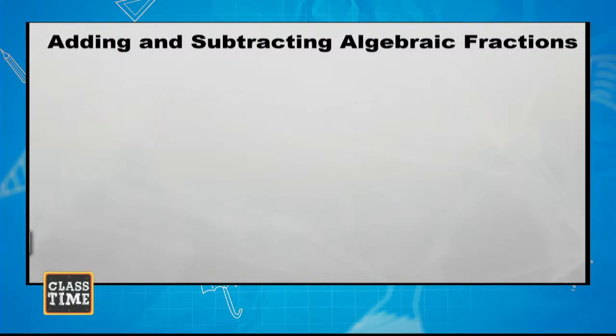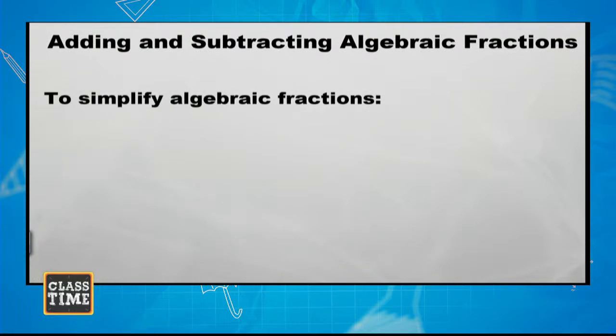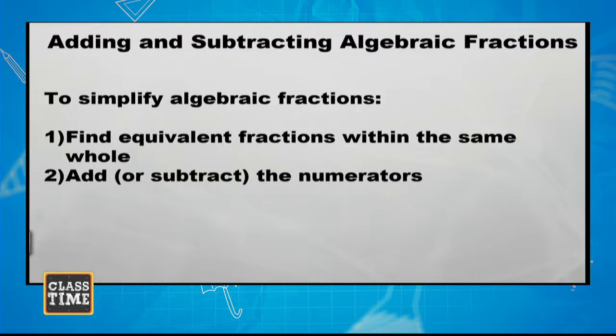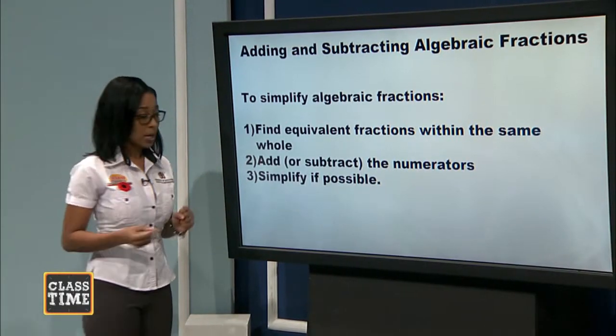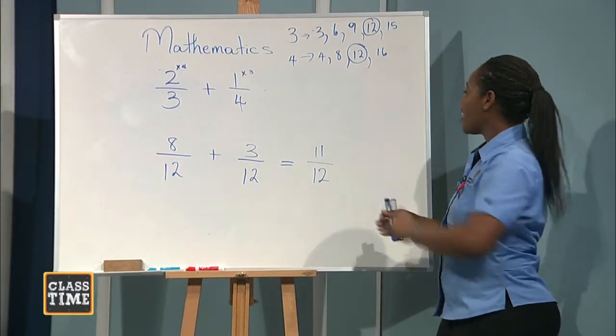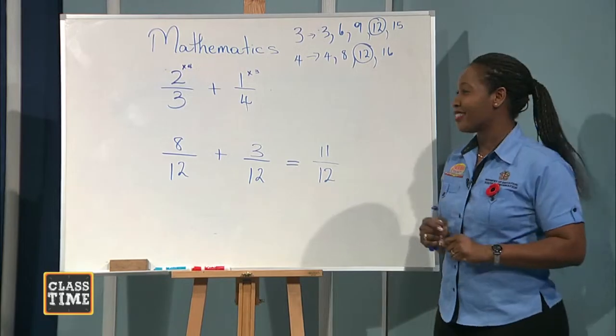So since we remember about fractions, let's look at adding and subtracting algebraic fractions. One, as we shared earlier, just as we would have done with normal fractions, we find the equivalent fractions within the same whole. Two, we add or subtract the numerators based on the operation we're given. And three, we simplify if possible. Now, the one that Tamika did before, 11/12, could not be simplified any further because it's already in its simplest form, meaning there are no common factors between the numerator and the denominator. Yes, that's right.